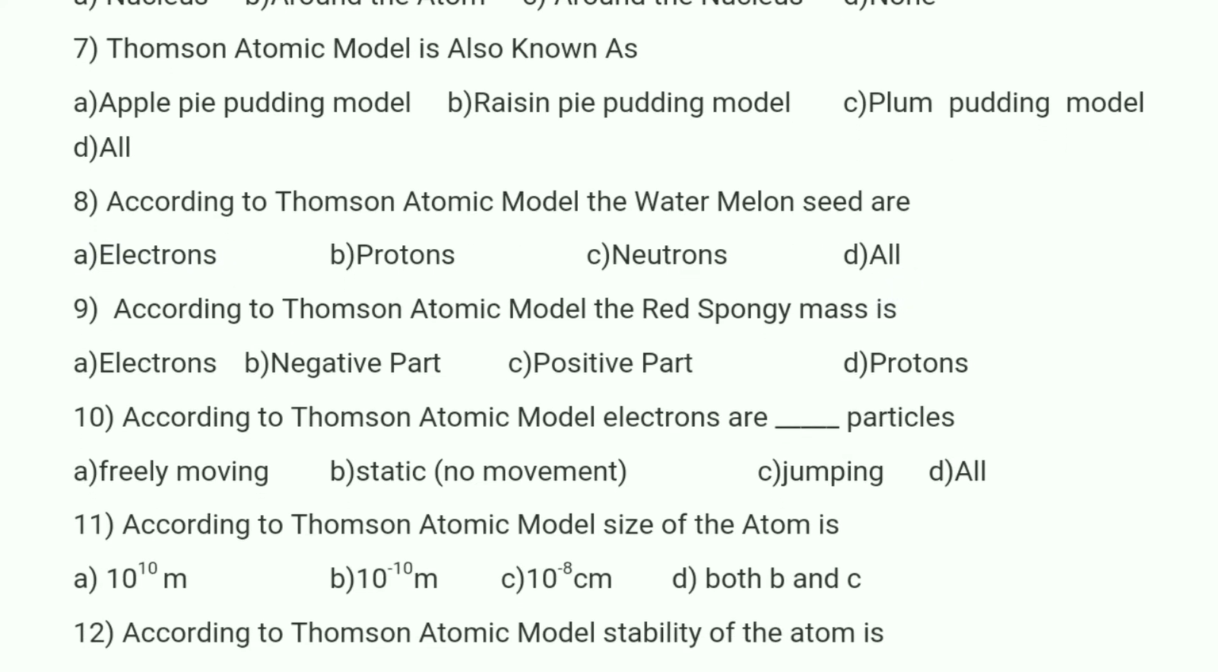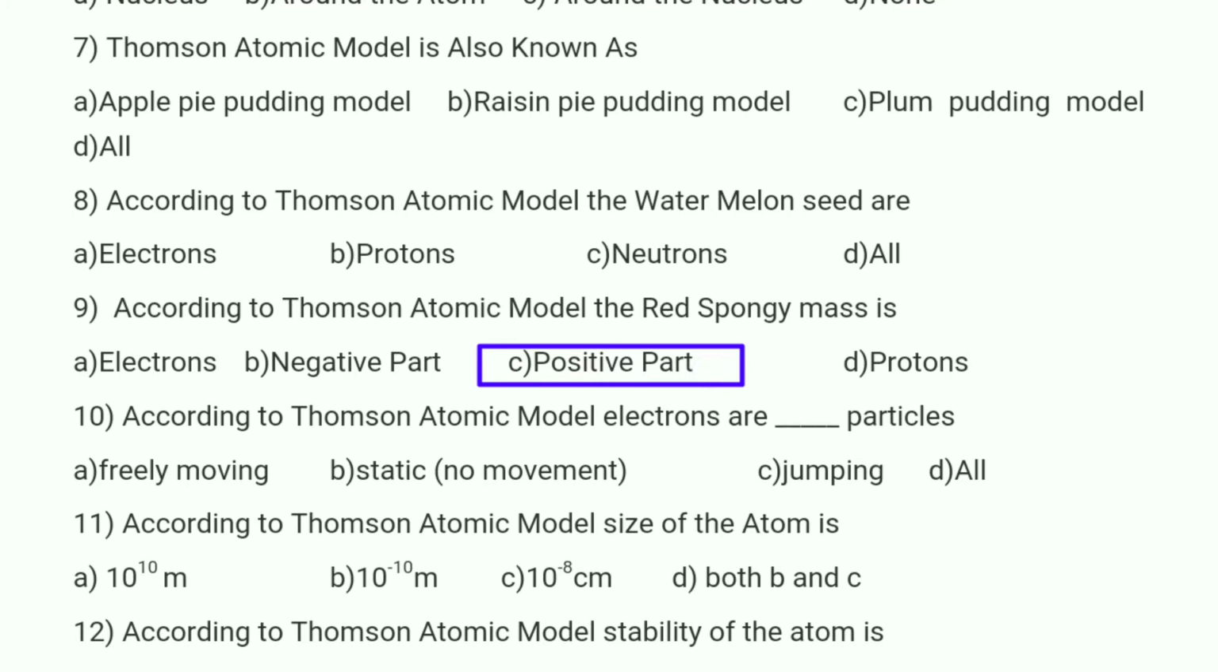And ninth one, according to Thomson atomic model, the red spongy mass is nothing but positive part. So the red spongy mass in the watermelon according to Thomson atomic model is nothing but positive part. So which option is correct? Third option C, positive part is correct.